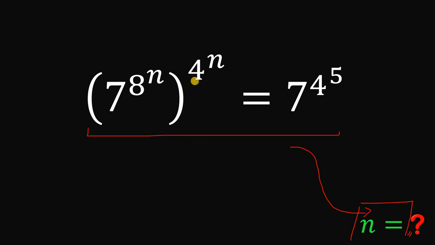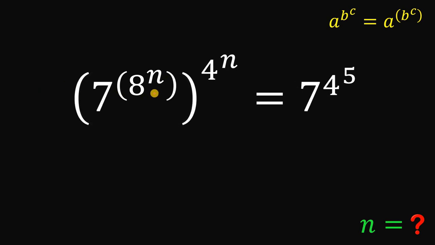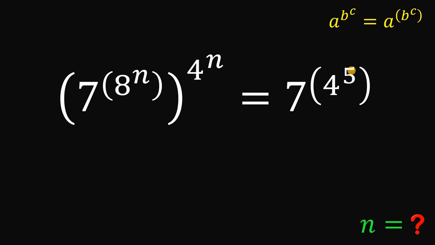Now, to answer this question, we will use this concept. If we have a raised to b raised to c, this can be written as a raised to the power of b raised to the power of c. So, the left-hand side of our equation, 7 raised to 8 raised to n, can be written as 7 raised to the power of 8 raised to n. Alright, and also, on the right-hand side, 7 raised to 4 raised to 5 can be written as 7 raised to the power of 4 raised to 5.